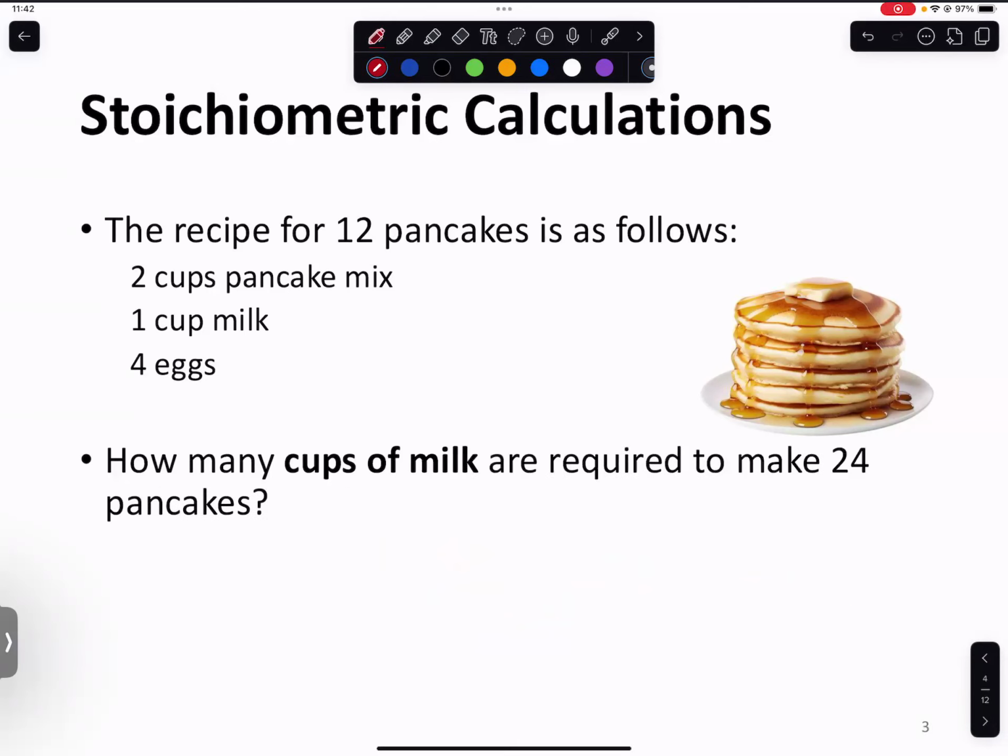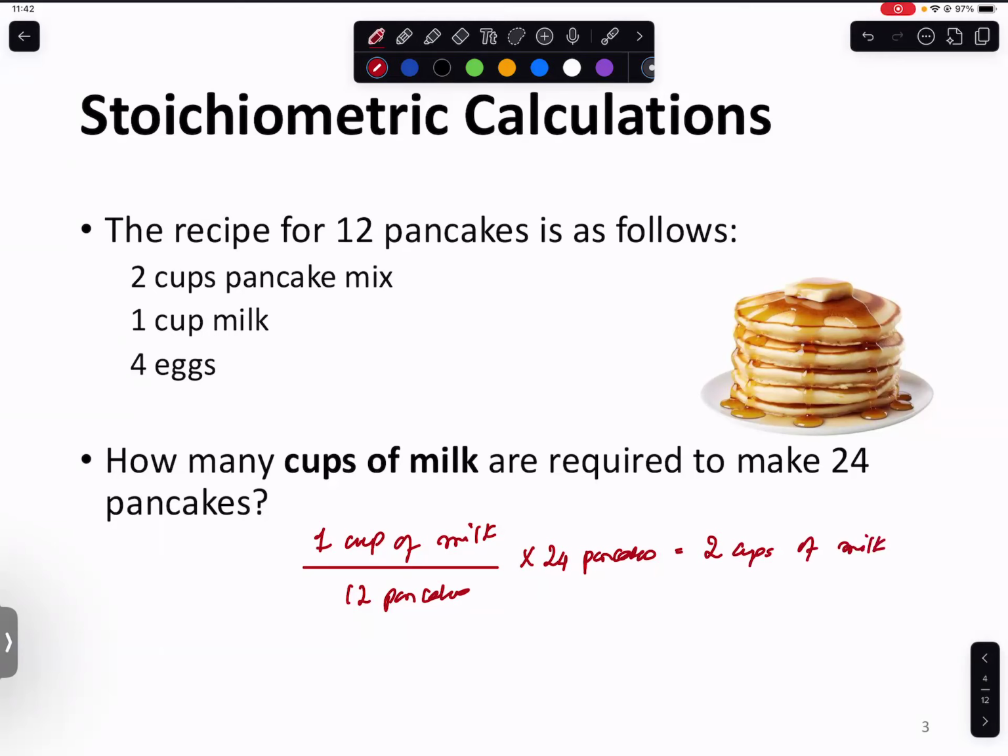And lastly, to show you that it can also apply to the milk, the recipe calls for 1 cup of milk for 12 pancakes times the 24 pancakes equals 2 cups of milk. So using this relationship, we can actually adjust our recipe accordingly to make as many pancakes as we want.